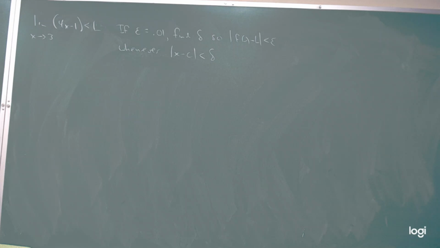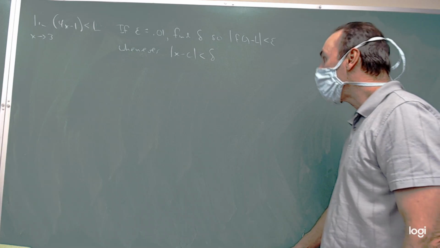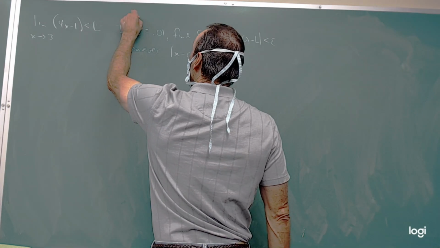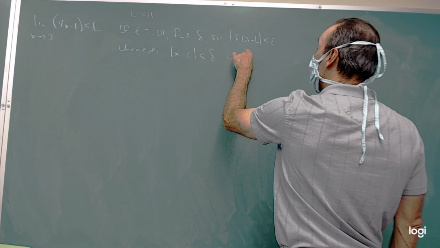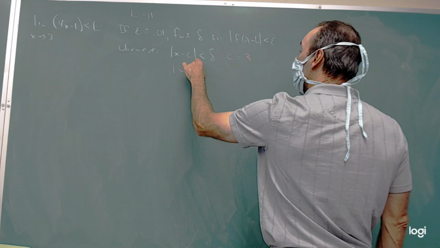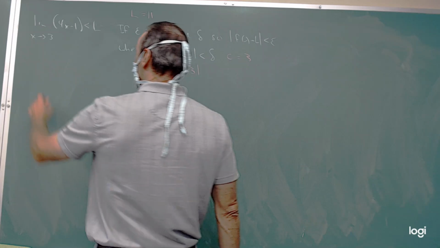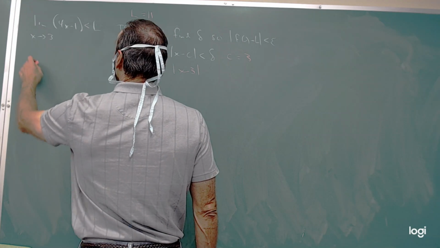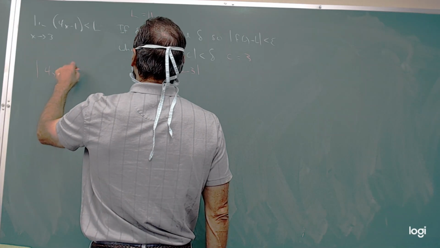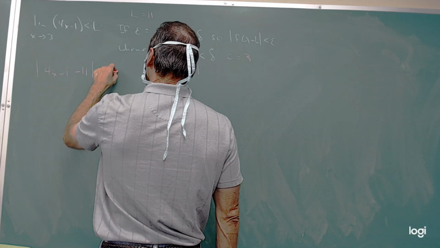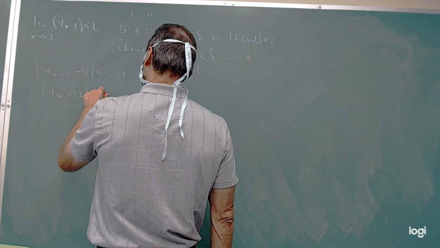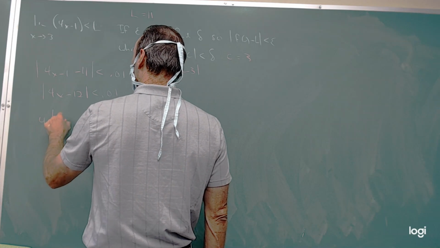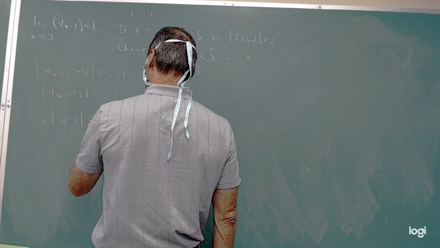Oh, let's think about this, boys. L would be 17. So 4x minus 12... minus 12 less than 0.01. Because you gave us epsilon. So then you factor the 4 out of that bad boy. Hey, that's our answer.